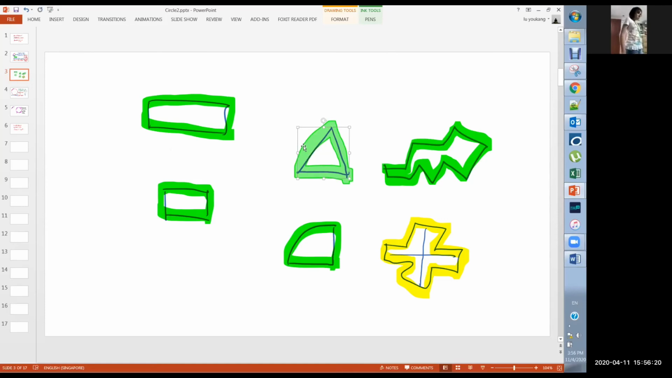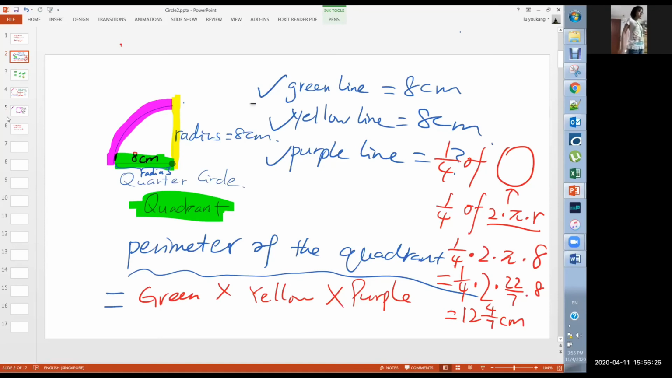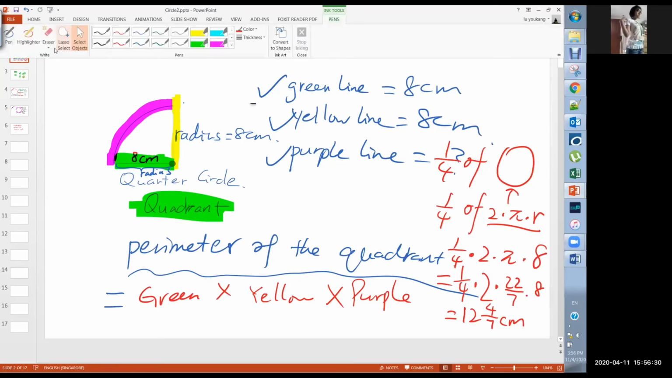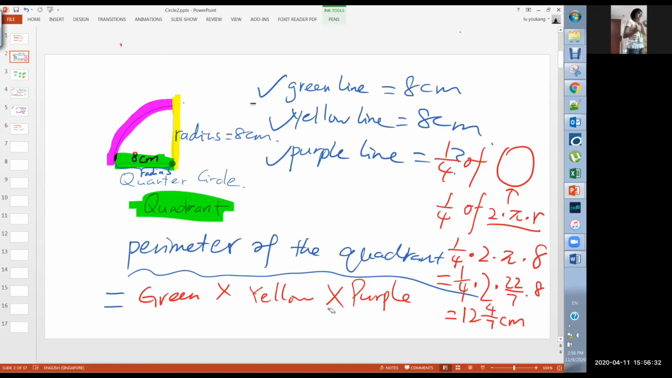So does it make sense to times? Does it make sense to times? Then what should you use? Plus. Which one plus? Green plus yellow plus purple. What's the green? 18. What's your yellow? 18. What's your purple?